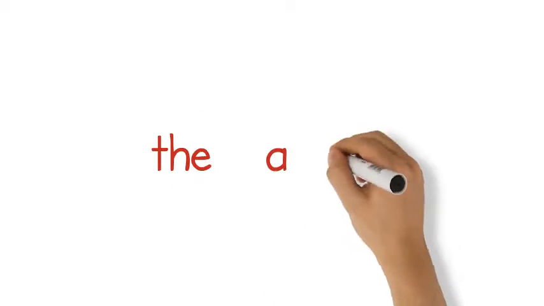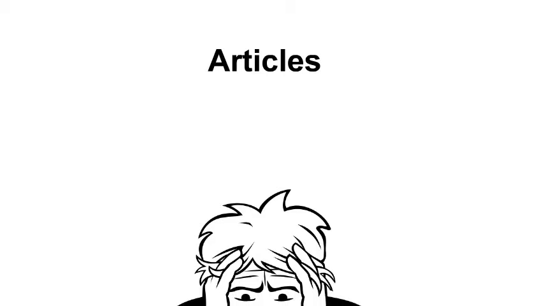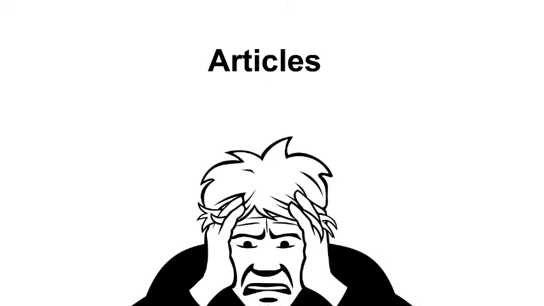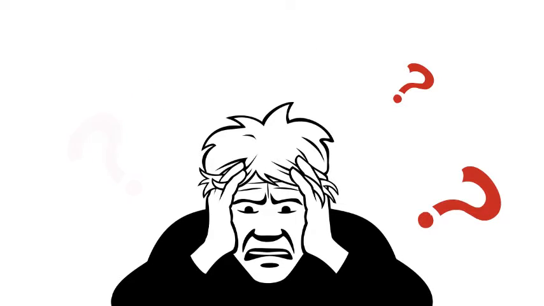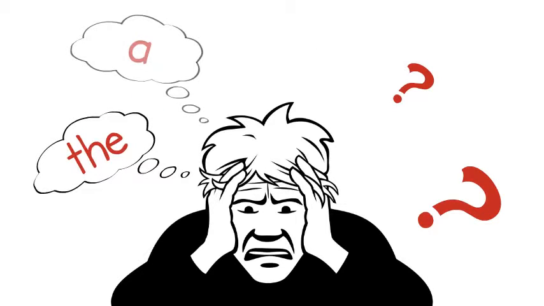A, and an. These words, called articles, are some of the most commonly used words in English. Many English language students worry about articles, and articles are one of the most difficult aspects of English. In fact, people may spend years studying English and still make mistakes with the and a.